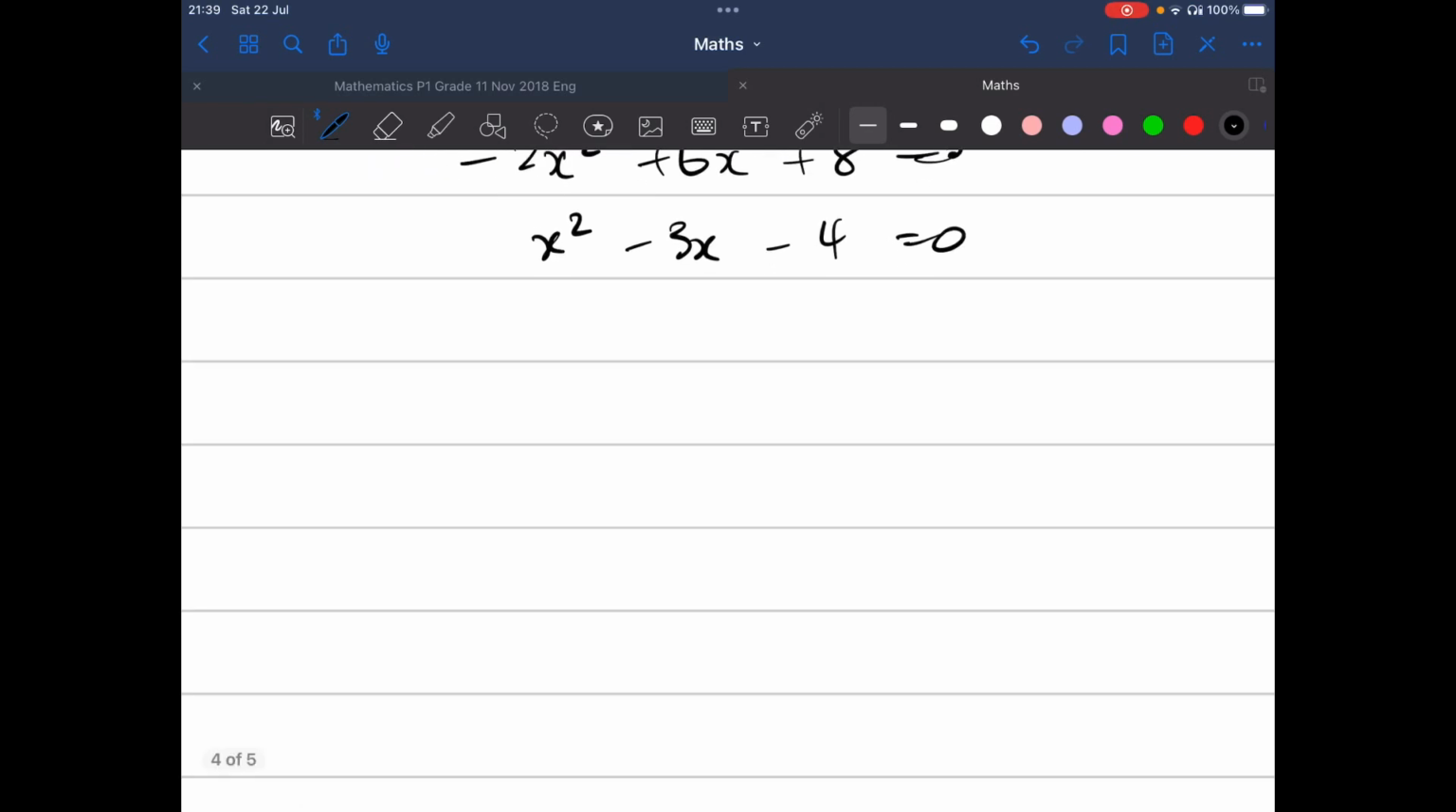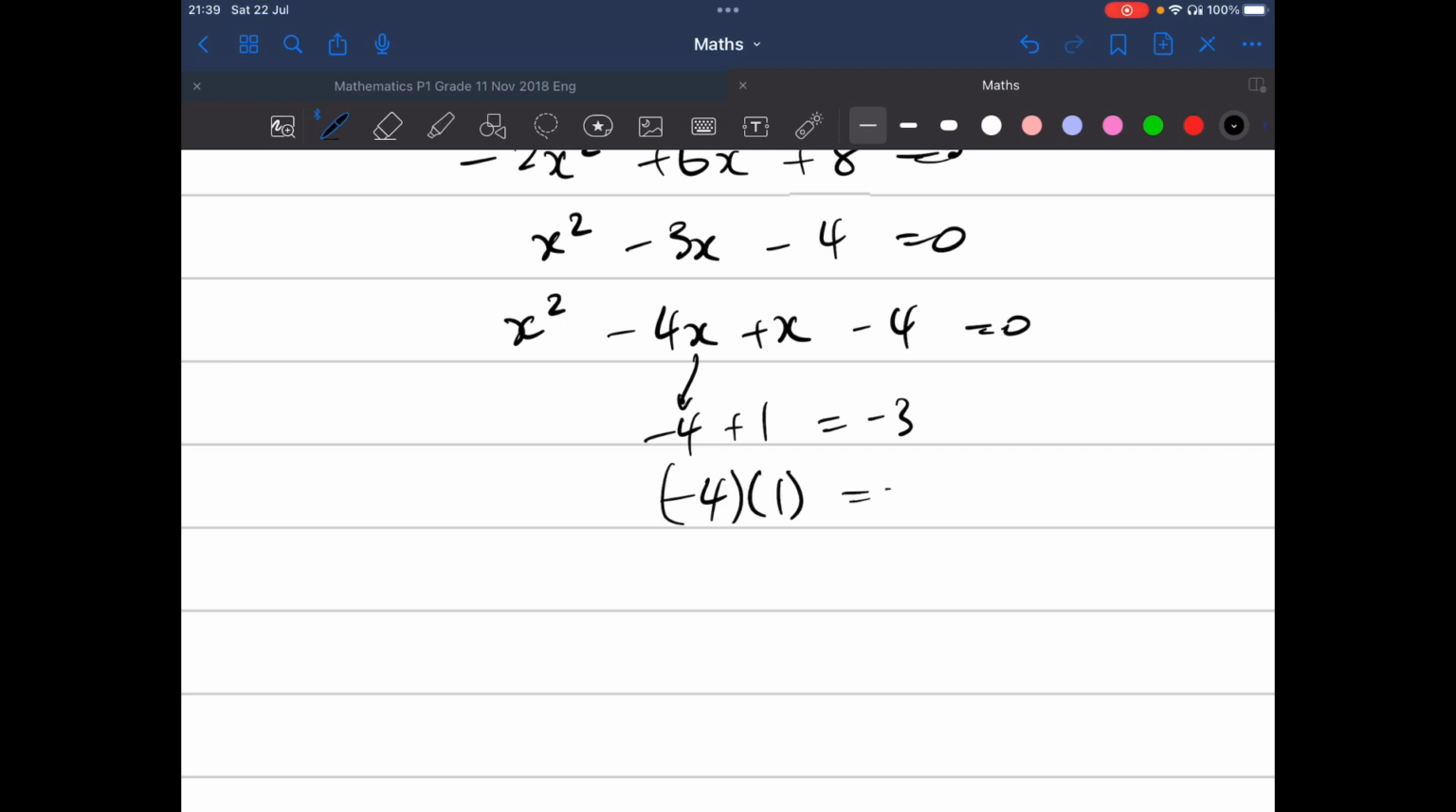Okay, and again we're going to look for a number that when you add them, it gives us minus 3, and when you multiply them, it gives us minus 4. So x squared minus 4x plus x minus 4 equals 0. Okay, let's see if that makes sense. If I take minus 4 plus 1, I get minus 3, and if I take minus 4 times 1, I get minus 4. Okay, so there's my minus 3 and there's my minus 4. So that means that these two numbers are going to work.